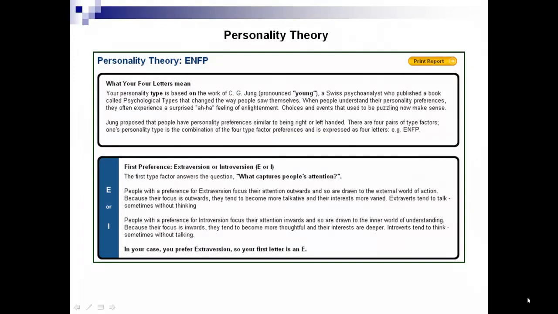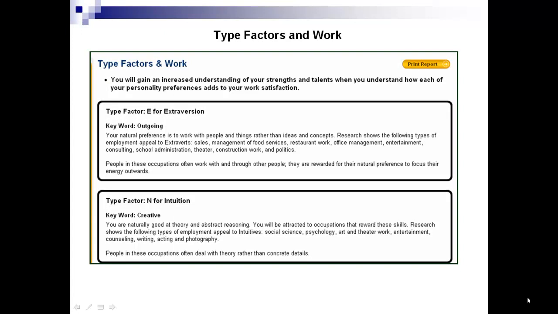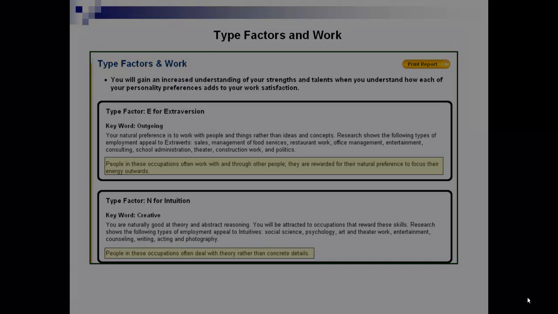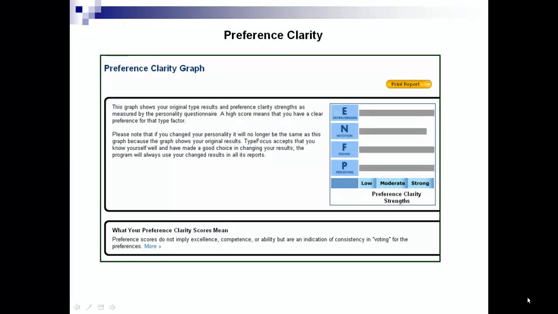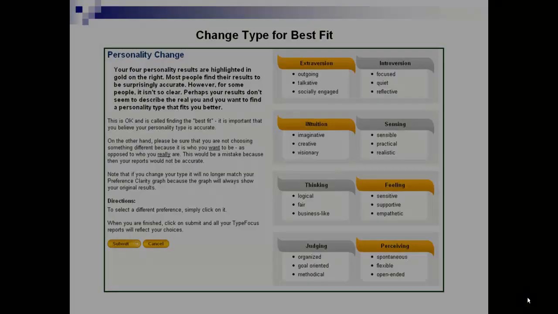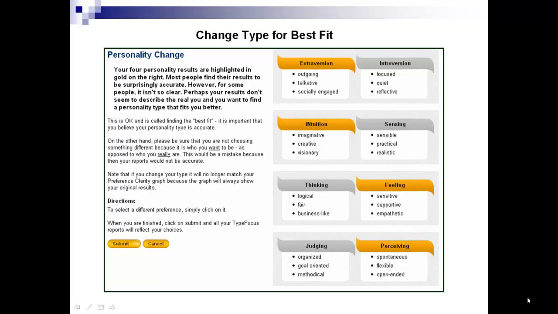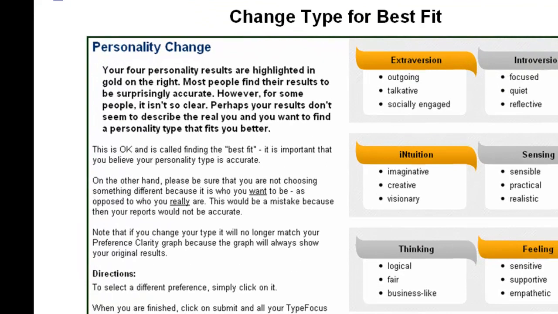Personality theory is presented, customized to each of the 16 types, so it is not a generalized boilerplate but pertinent to the individual user. Type factors at work help the user understand the application of their results to their workplace strengths. The Preference Clarity Index is presented as it normally is, with the usual caveat that the results do not imply excellence. Changing type to fit one's best fit understanding of self is allowed.